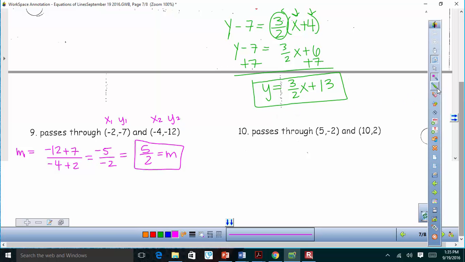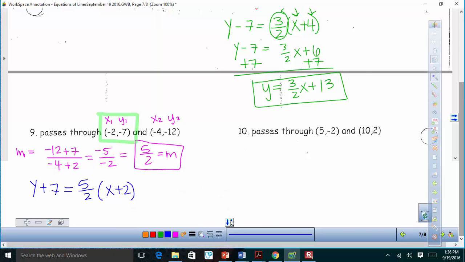Okay, Emma, which set of points am I going to use? The first one, because we're using x1 and y1. Okay, so we're going to take these and plug it into y minus y1. So if it's y minus negative 7, that's actually y plus 7 equals our slope, which is 5 over 2 times x minus a negative 2, which is actually x plus 2.